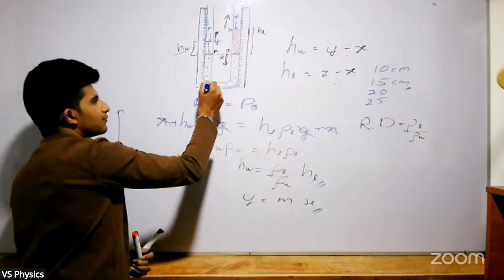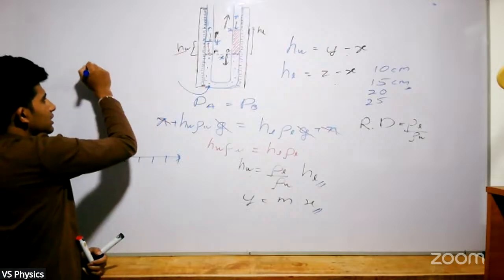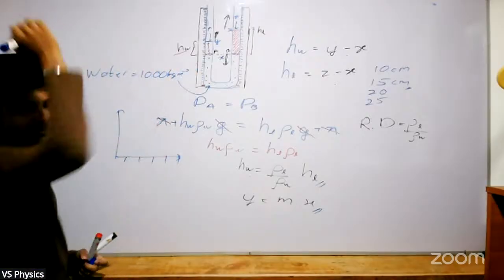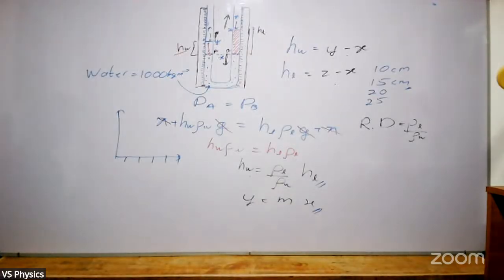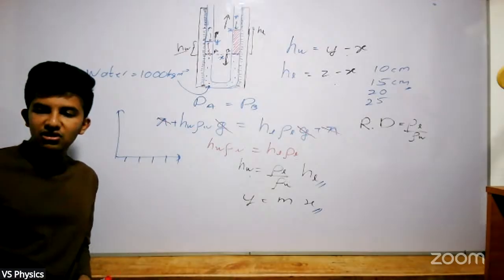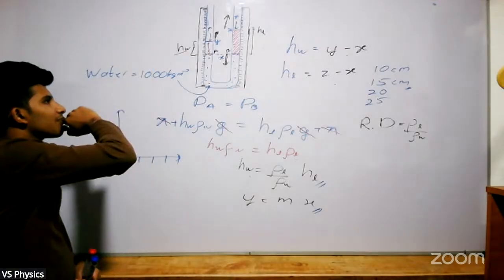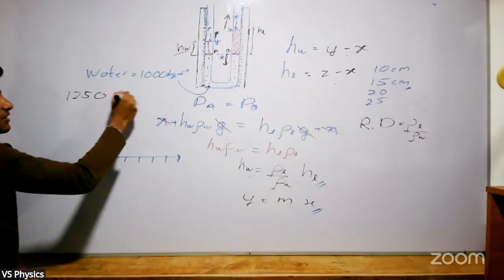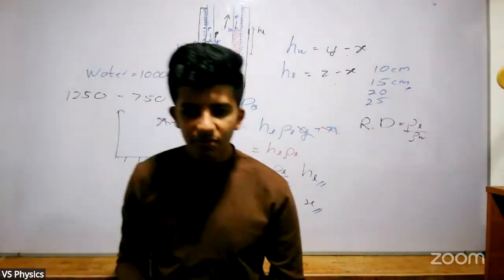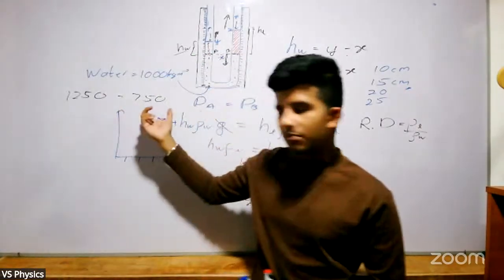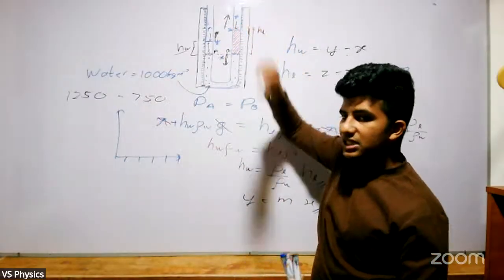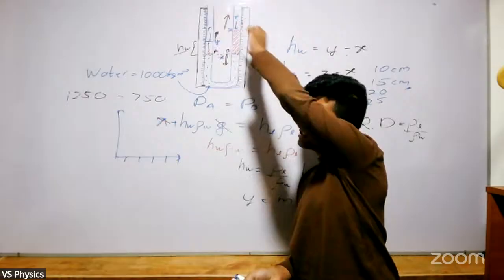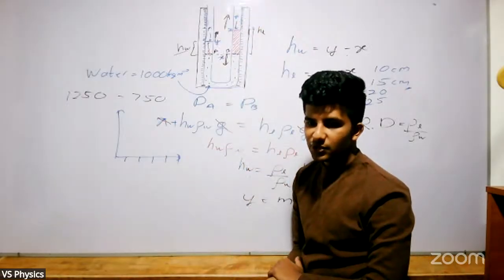Now normally we add water here to find the relative density, and its density is 1000 kilograms per cubic meter. We can find the relative density of liquids with relative density between 1250 and 750. Even a 500 value is a problem, because let's say you have taken a liquid with density 500 kilograms per cubic meter. Then you can't do the experiment.